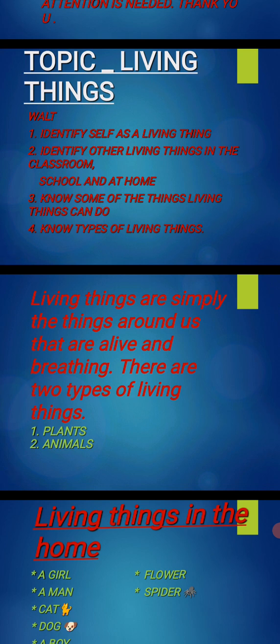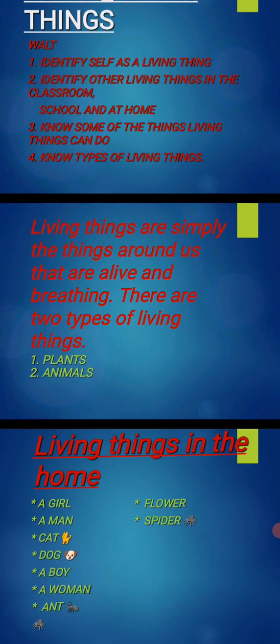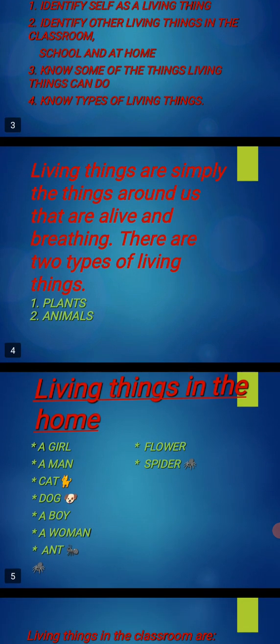Now let's start. What are living things? Living things are simply the things around us that are alive and breathing. Yes, things that are alive, that are not dead, that still have life in them, are referred to as living things. There are two types of living things. One, plants. Two, animals. Which means plants are living things and also animals are living things.